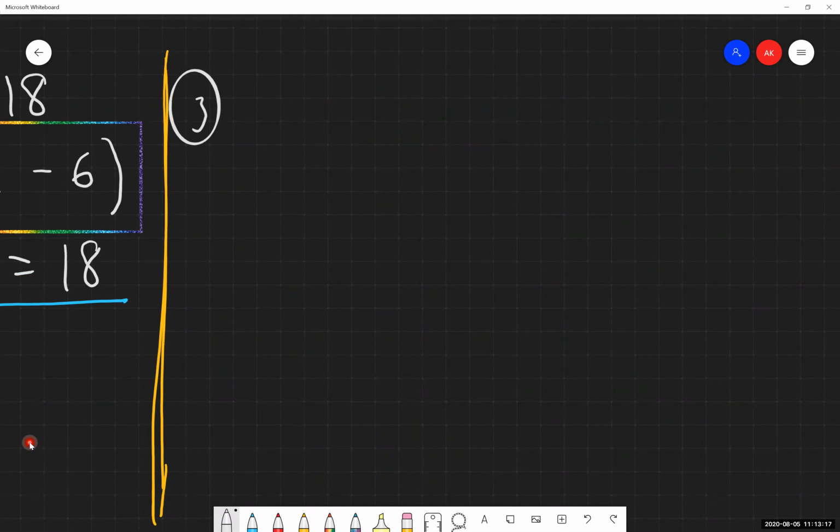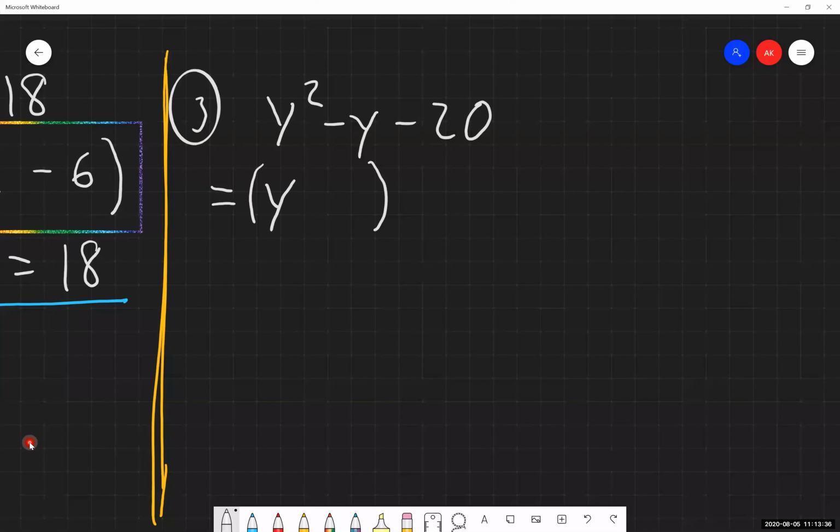Okay, so for example 3, we are starting with y squared minus y minus 20. We're told to fully factor this. So again, we're going to start with making the shell of our final answer. So y plus or minus something, times y plus or minus something else, if we're able to get an answer.